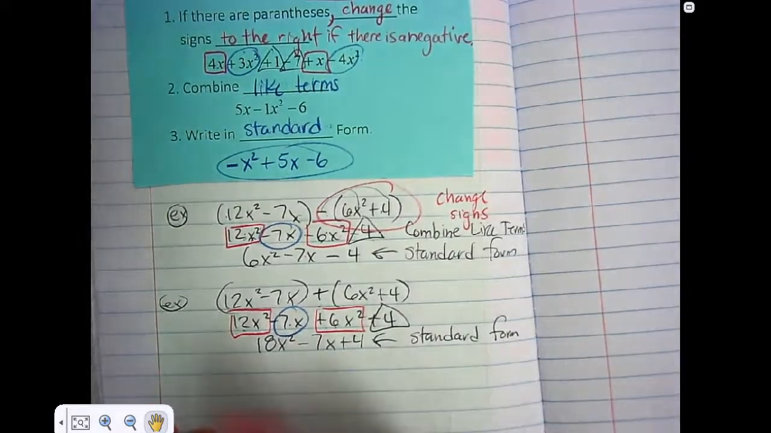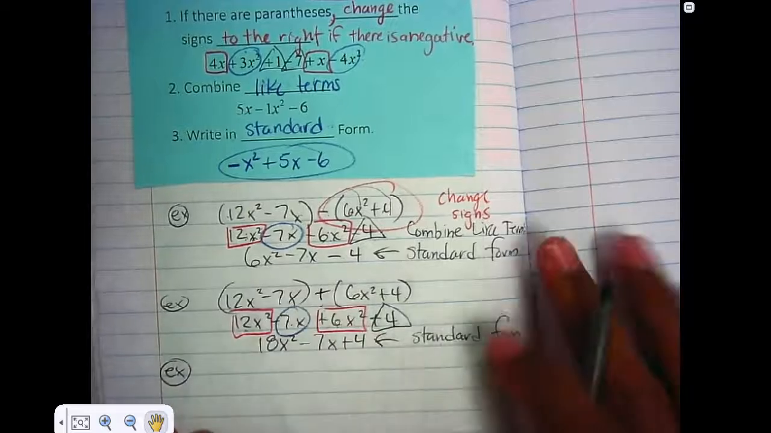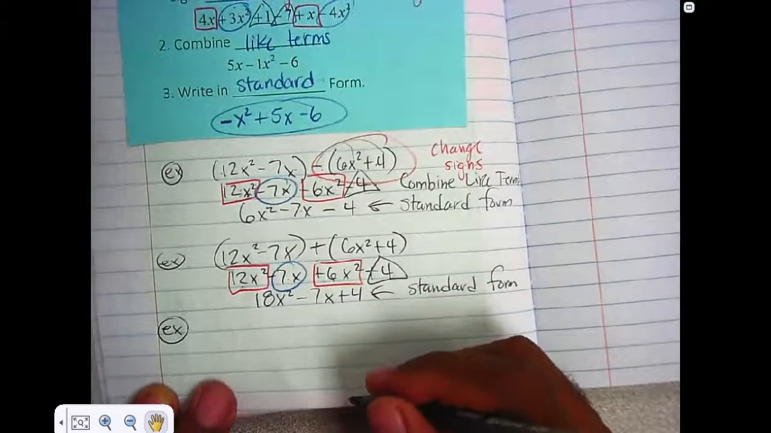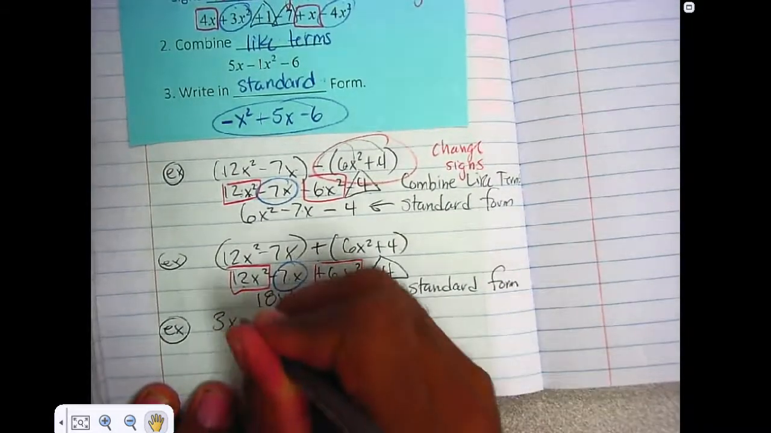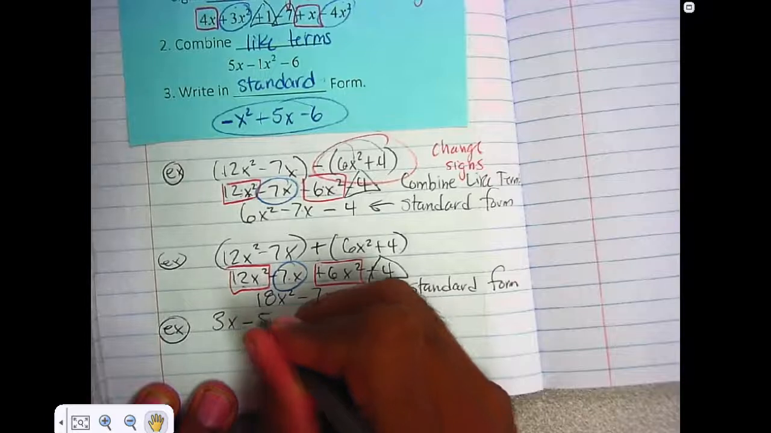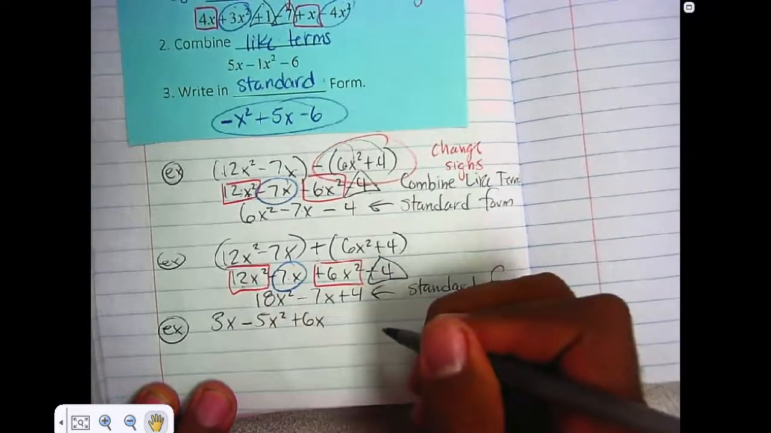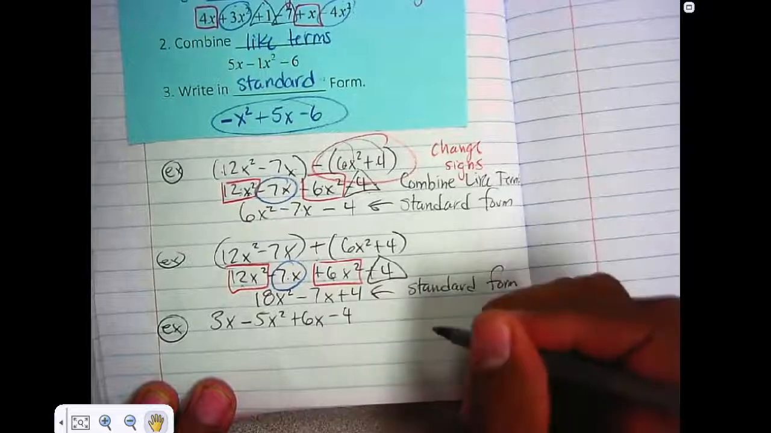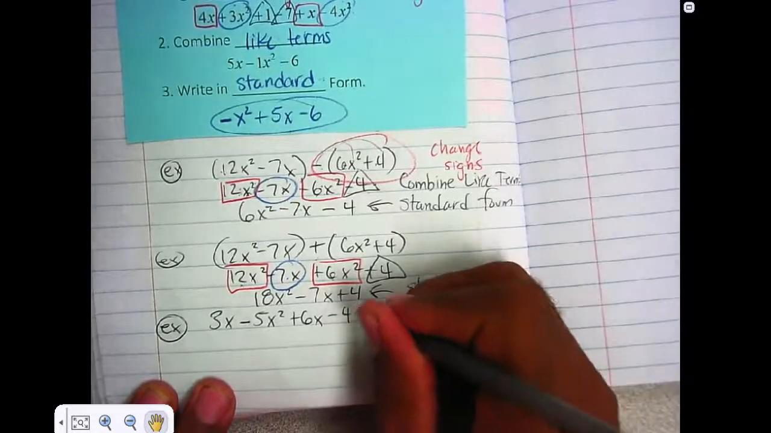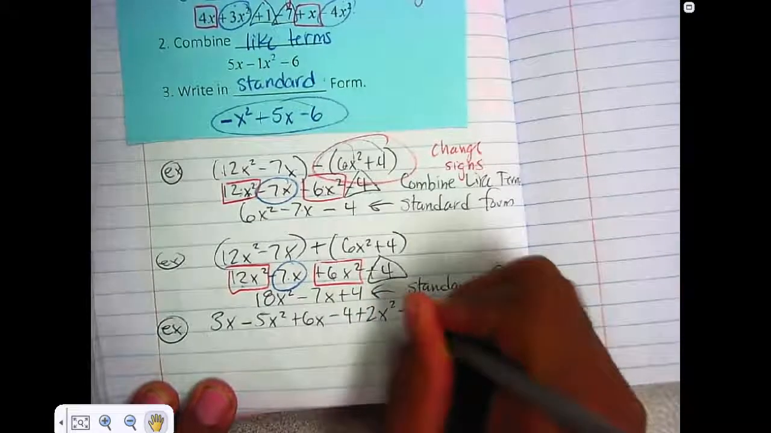All right. Okay, one more example. So this last example is going to be 3x minus 5x squared plus 6x minus 4 plus 2x squared, and then minus 1.